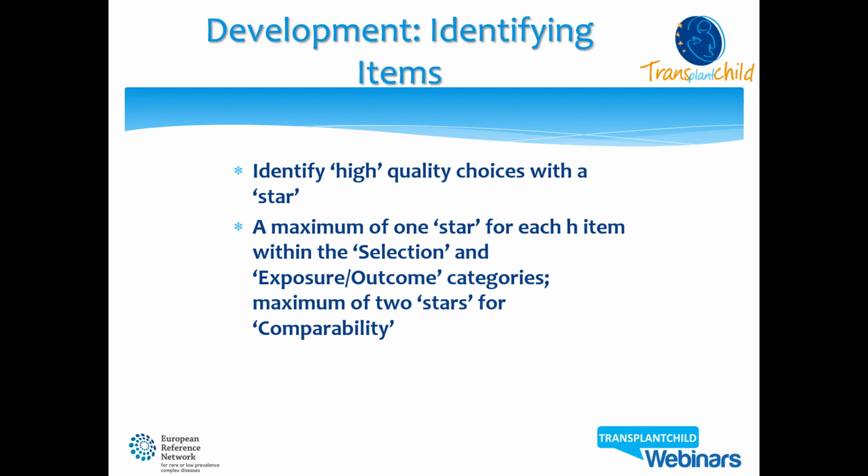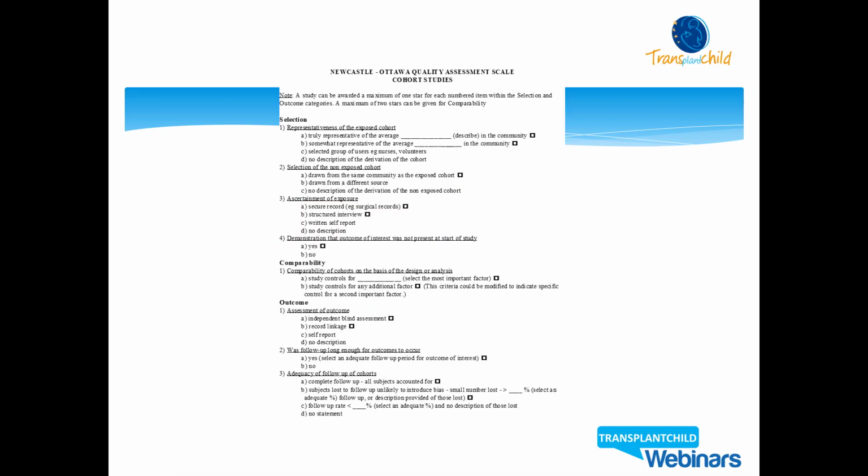So this scale tries to identify high quality choices with a star. So we use stars to assess each of the items included in this scale. We can put a maximum of 1 star for each of the items within the selection and exposure categories, and a maximum of 2 for comparability. I'm going to show you now.